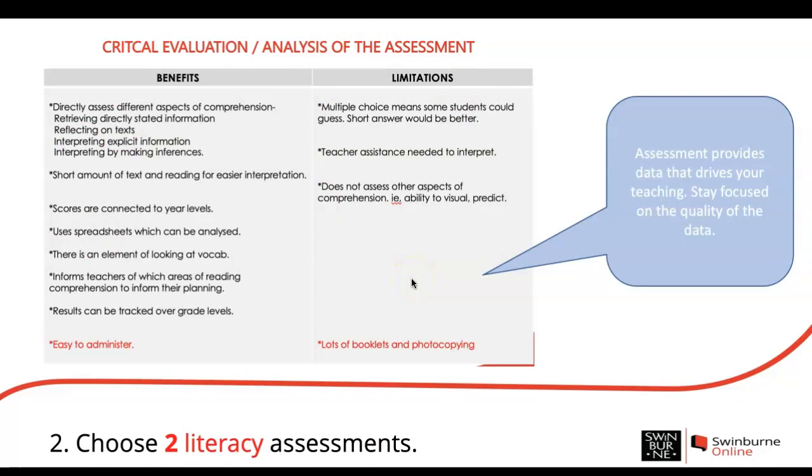I didn't really like the fact that it's multiple choice. I really like short answer better, which is why I tend to always favour PROBE more, because that's a comprehension test that asks you what's the answer and why do you think that, so that you're able to get an interpretation of what the student is thinking.